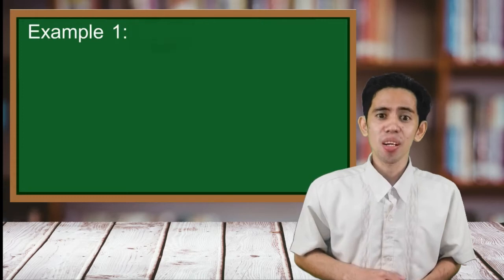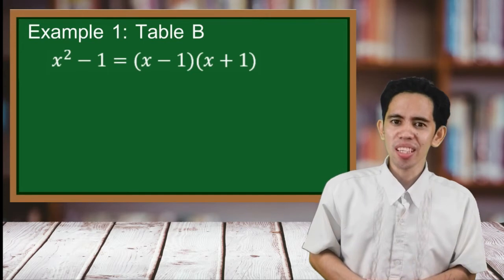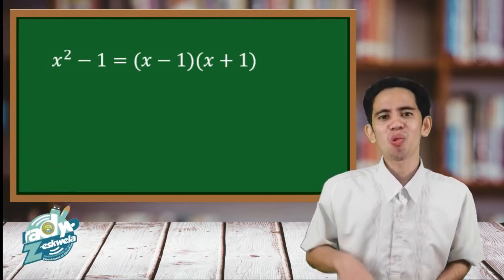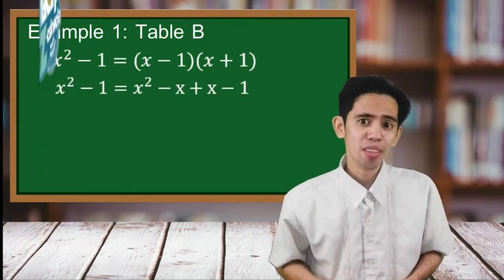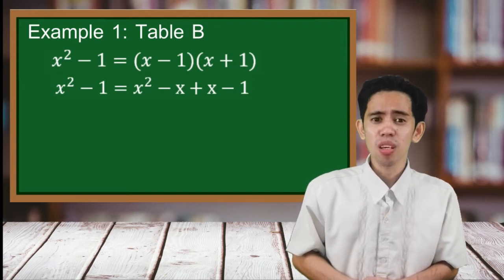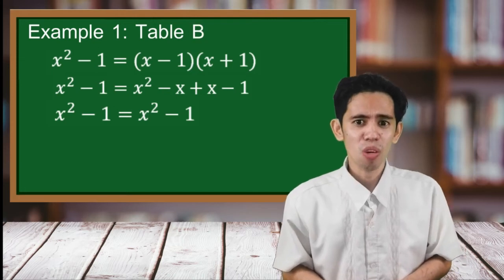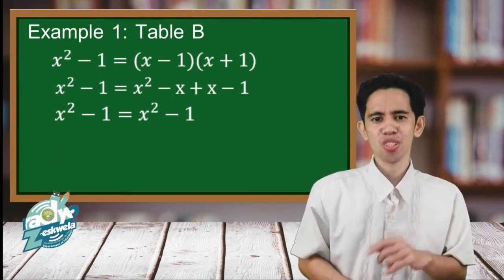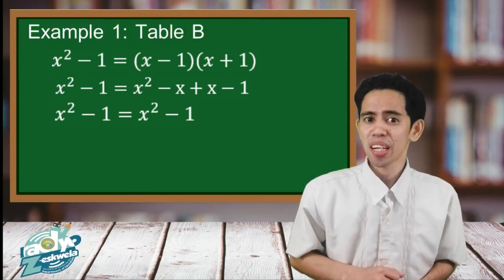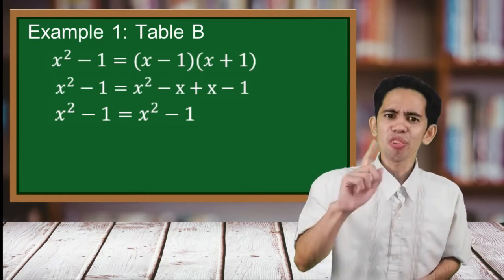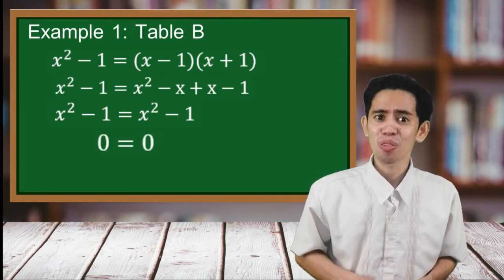For our identity examples, we have x squared minus 1 is equal to quantity x minus 1 times quantity x plus 1. If you multiply the right part of the equation, you will come up with x squared minus 1 is equal to x squared minus 1. Since they have the same expressions on both sides of the equation, then the equation is an identity equation. If you continue simplifying that equation, you will end up with 0 is equal to 0.